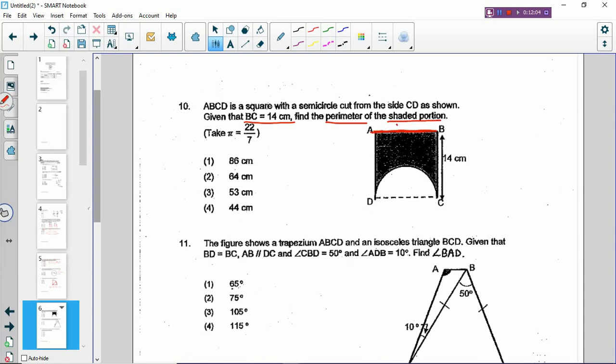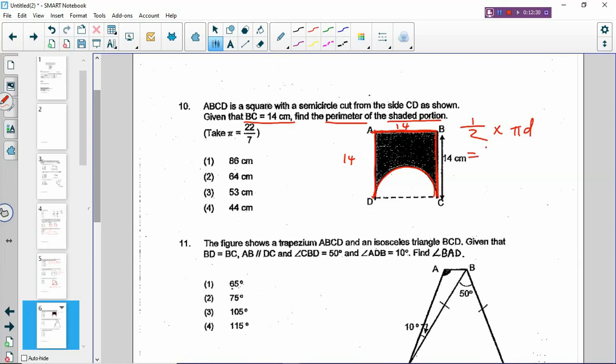So this is a square, right? This is one side of the square, and then this side is also 14 cm. This is also 14 cm. So you got 3 sides of the perimeter. So your next step is to find the circumference of the semicircle. So you have to apply your formula. Semicircle is half a circle, and then you multiply by the formula, which is your pi d. Alright, so make sure you use the right formula.